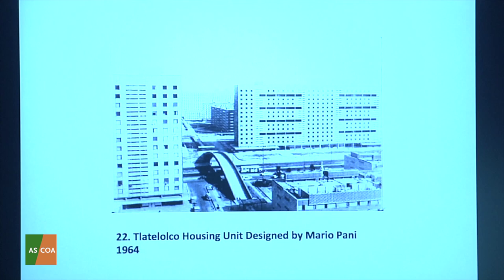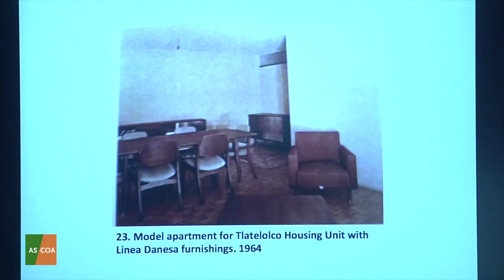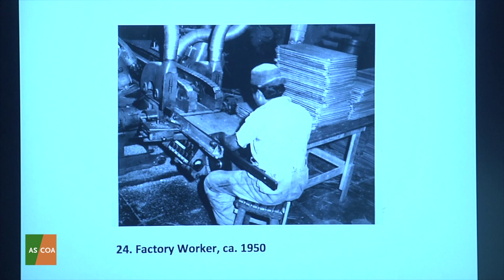The development's promotional literature portrayed model units outfitted in furnishings from Van Buren's Danesa line. And this is one of the advertisements. By 1955, the factory had become a sort of company town, quite possibly inspired by the Progressive Era company towns that had proliferated in the United States since the late 19th century.